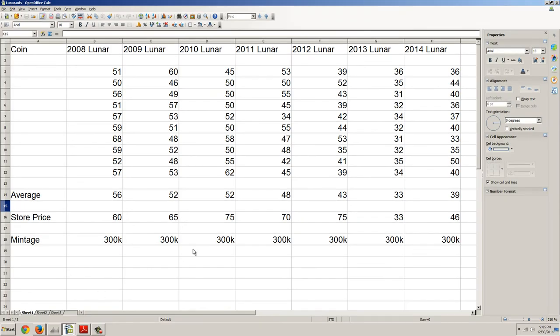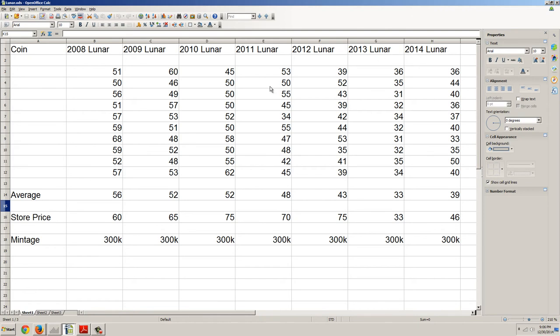So we'll start out with the 1 ounce Lunar. Now, the series started in 2008. There was a Lunar Series 1, and this is Lunar Series 2. So we started out with the mouse, and then the ox, and then the tiger, and then the rabbit, and then the dragon, and then the snake, and 2014 is the year of the horse.